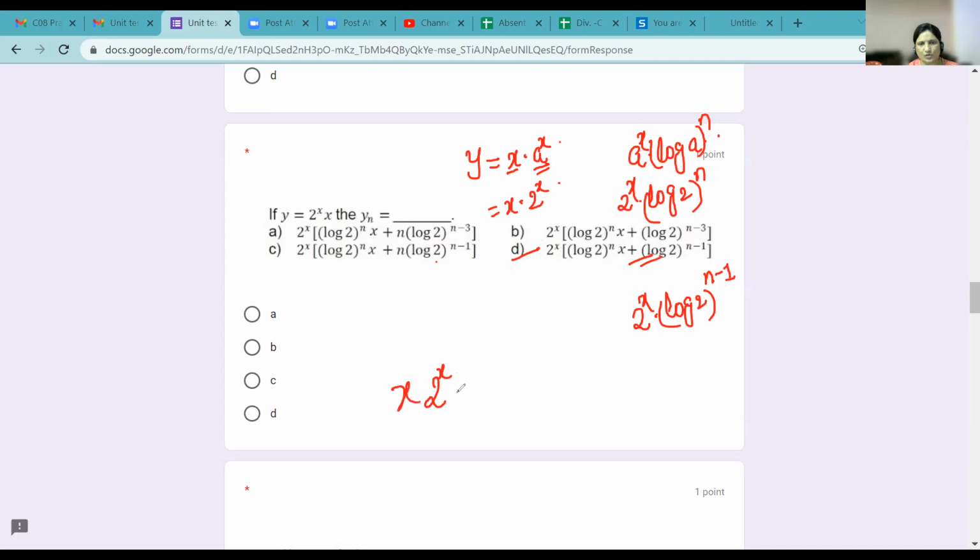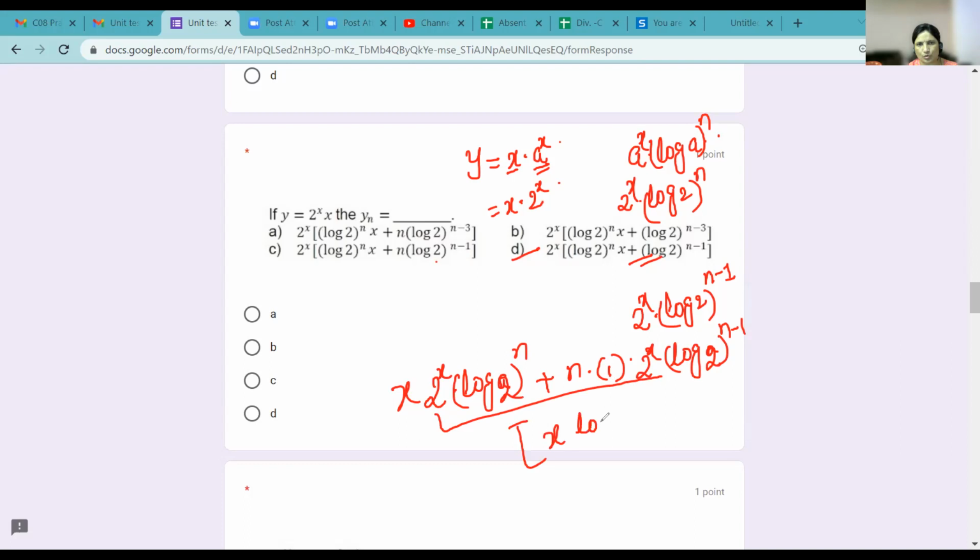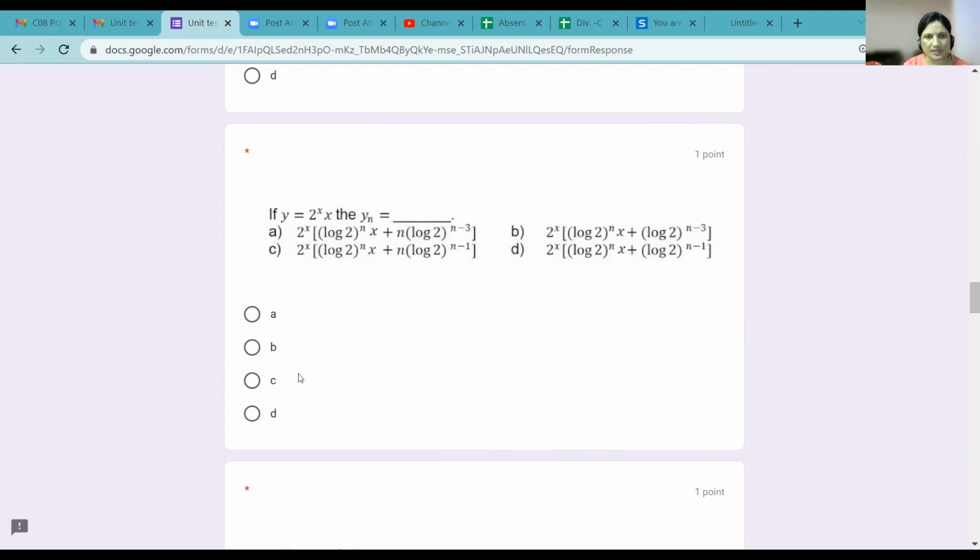First, that is x as it is, 2 raised to x into log 2 bracket raised to n plus n into 1 into 2 raised to x into log 2 raised to n minus 1. By taking that common term 2 raised to x, so in bracket x into log 2 raised to n plus n into log 2 raised to n minus 1. So here it is 2 raised to x. Okay. Which option correct? Third one.